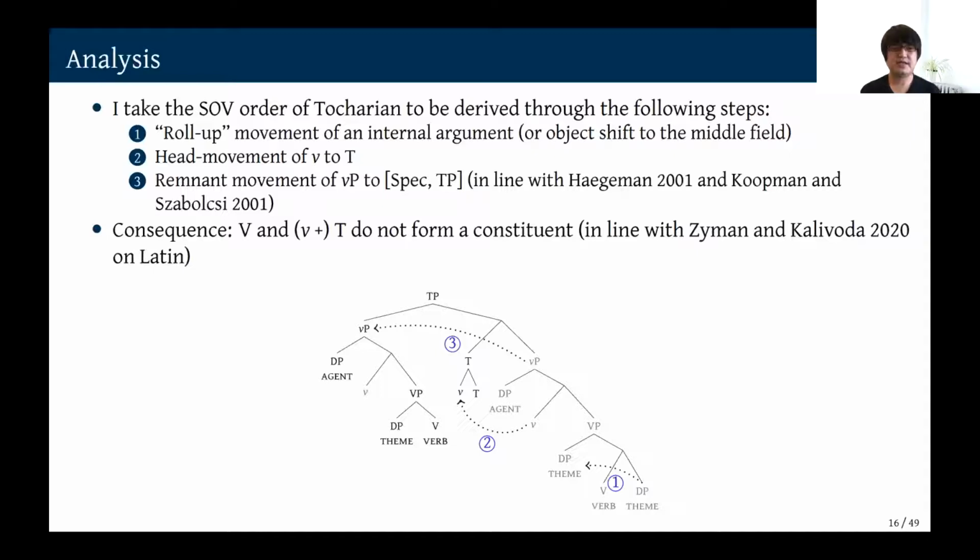This analysis has some consequences. It says that v and T actually do not form a constituent. This is in line with Zimmermann and Kaiser's analysis of Latin verbs.